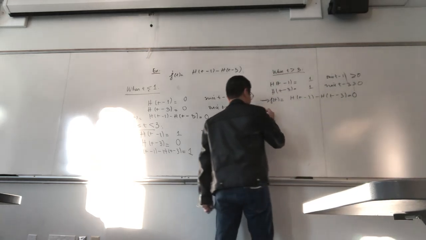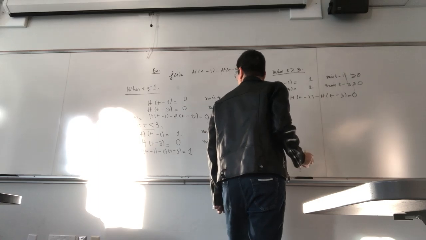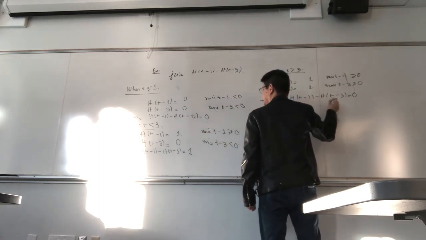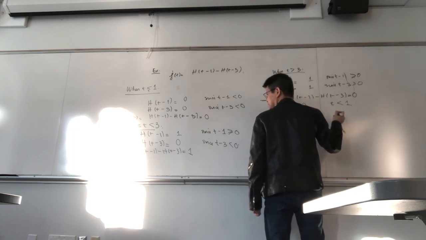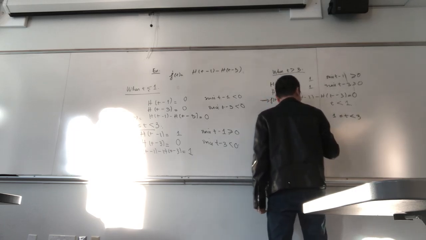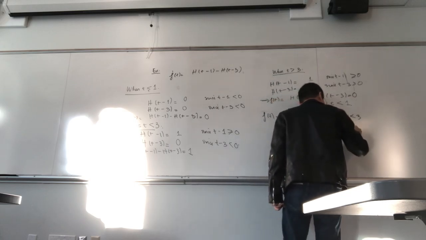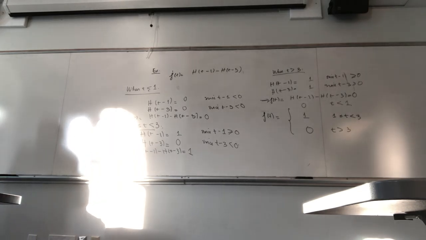Right? So to conclude, f of t will be zero when t is smaller than 1, and it is 1 when t is from 1 to 3, and it is zero when t is bigger than 3. All right. Now I want to graph this function. How can I graph it?